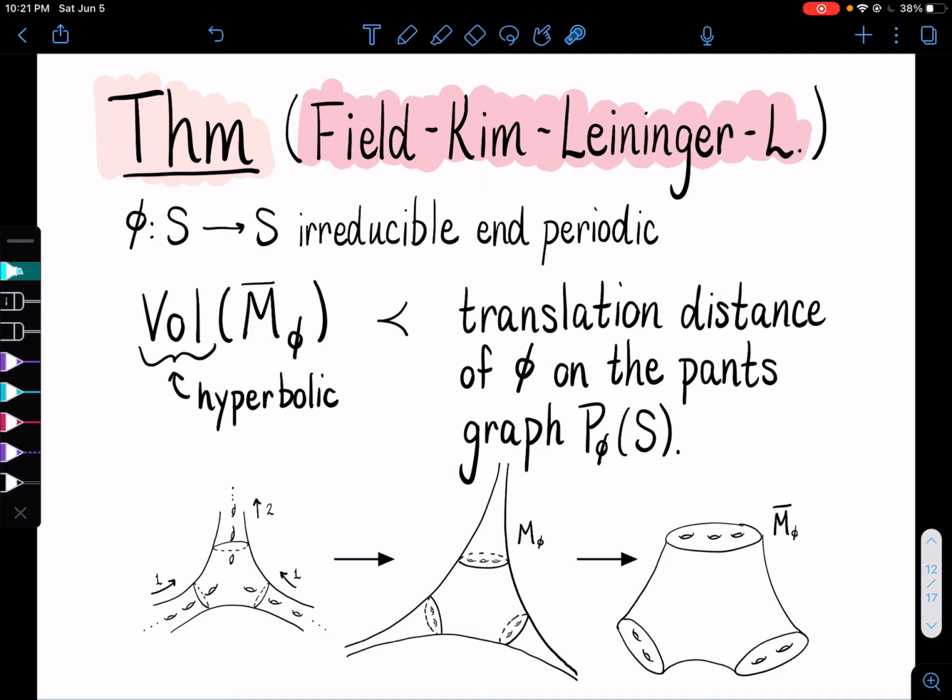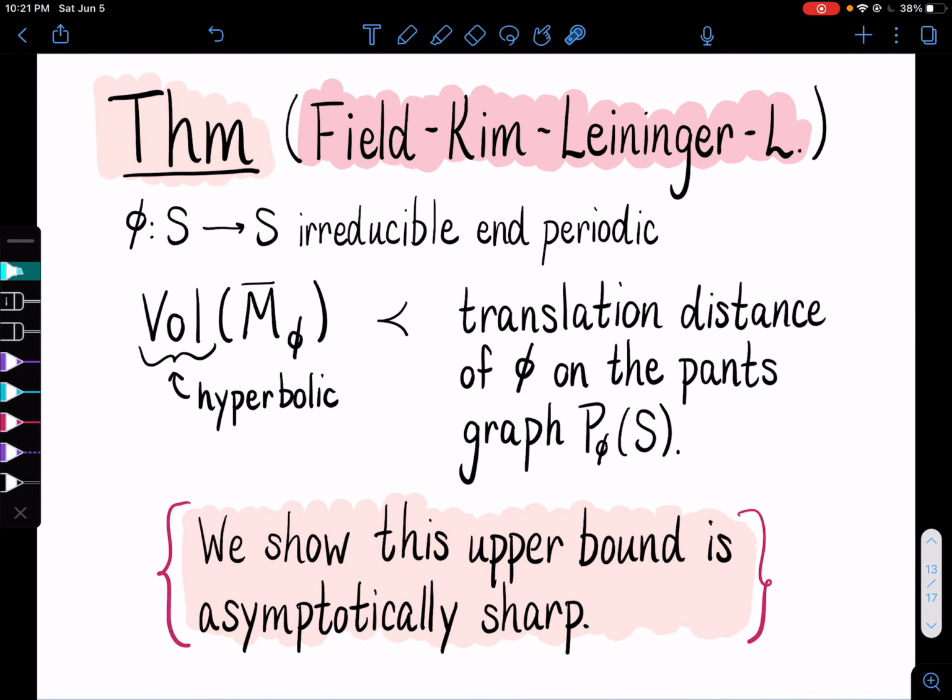And we're able to give this upper bound, right? This is not quite as good as Jeff's, where we had something comparable, but we're able to give this upper bound in terms of the translation distance. And in fact, we're able to show that this upper bound is asymptotically sharp. So we construct a sequence of examples where the volume goes to infinity, and the ratio of the volume of our manifold in this sequence to the translation distance on the Pants graph goes to some fixed constant.